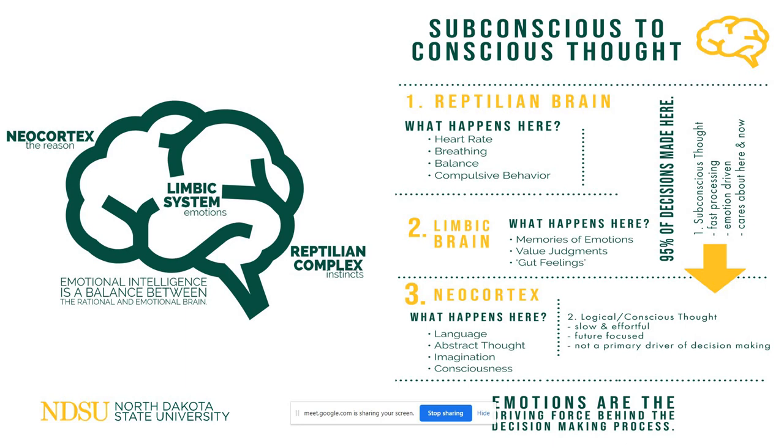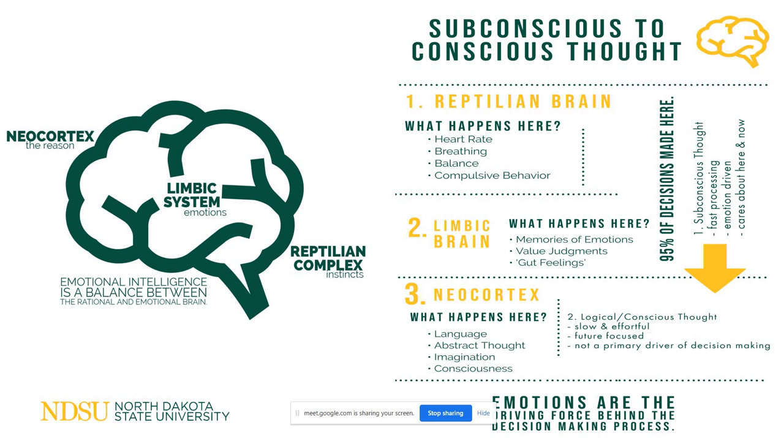So the second part takes the judgment about our values and what our memories are. 95% of the decisions are made here: subconscious thought, fast processing, emotionally driven, caring about the here and now. So 95% of the decisions we take in a hurry. Sometimes we behave in anger, we are feeling hungry, then we need food, and we feel anger and show anger in our relationships.